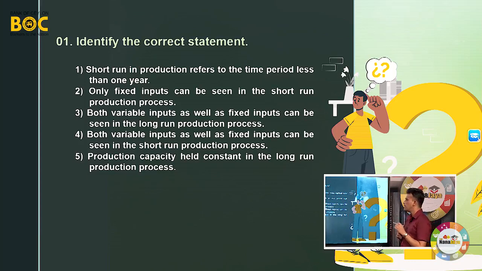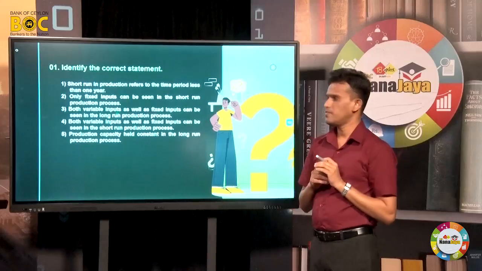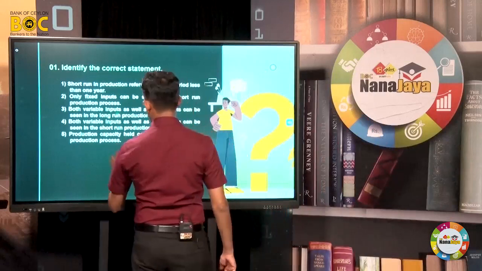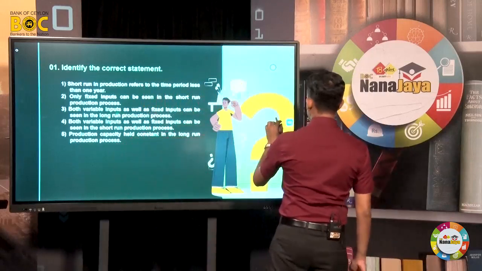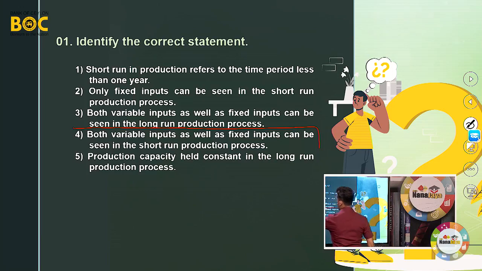Fourth one: both variable inputs as well as fixed inputs can be seen in the short run production process. True, right? We learned that the short run is the time period in which the production is increased by increasing only the variable inputs while the fixed inputs are held constant. Therefore, in the short run, we identify both the variable inputs as well as the fixed inputs. Therefore, we should accept the fourth answer. Why? Both variable inputs as well as fixed inputs can be seen in the short run production process.